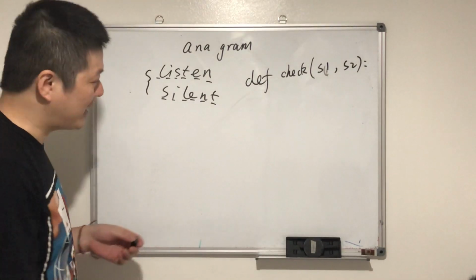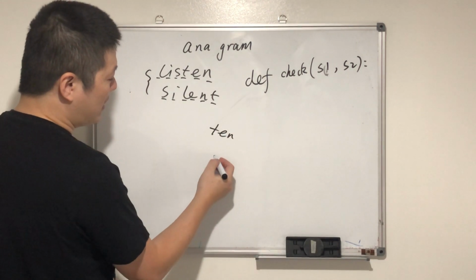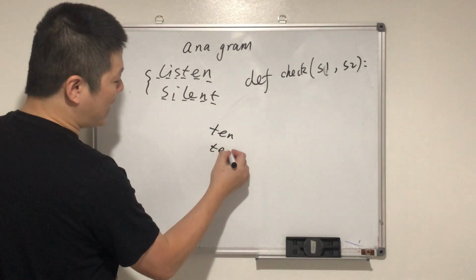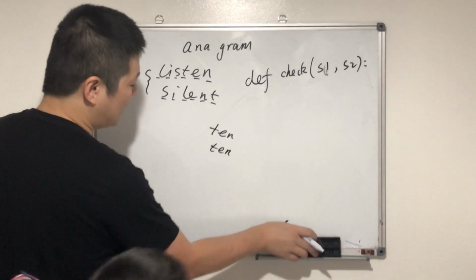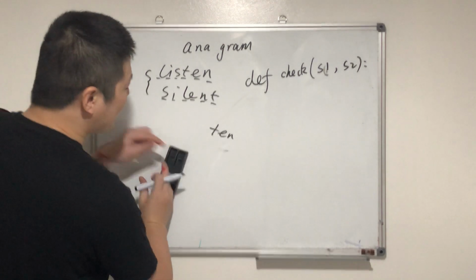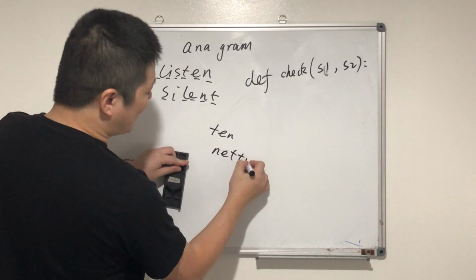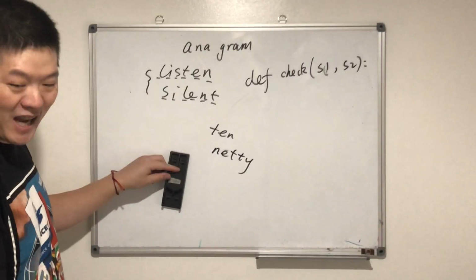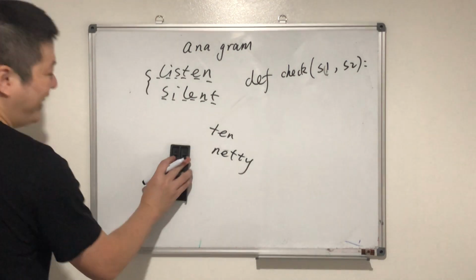Yes, right. Like, let's try ten and net. Ten and net are anagram, but ten and netty are not anagram, right? Do you understand? What's netty? I don't know, I just made it up, okay?